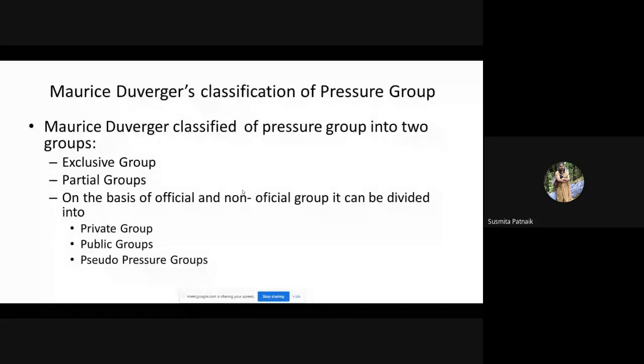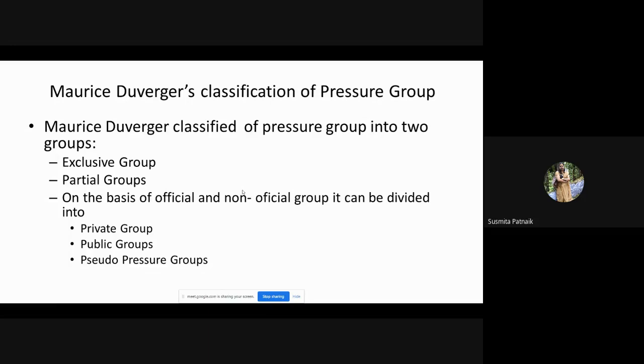In the exclusive groups, the members have to put pressure upon the legislature to get policy in their favor. While in the case of partial groups, the members are essentially set up to promote the interest of their members.